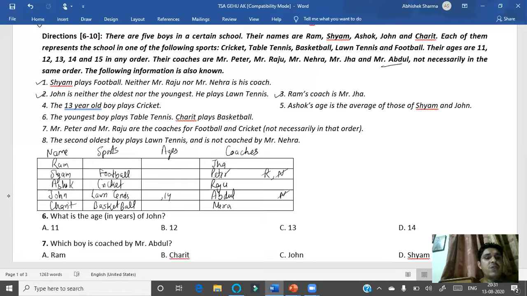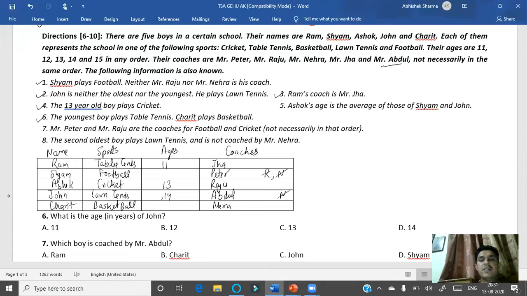Okay, if we check the fourth statement, the 13-year-old boy plays cricket. So we can place cricket here. And thereafter, the youngest boy plays table tennis. We are left with one sport. So Ram's sport will be table tennis, and the youngest boy, that means his age will be 11.